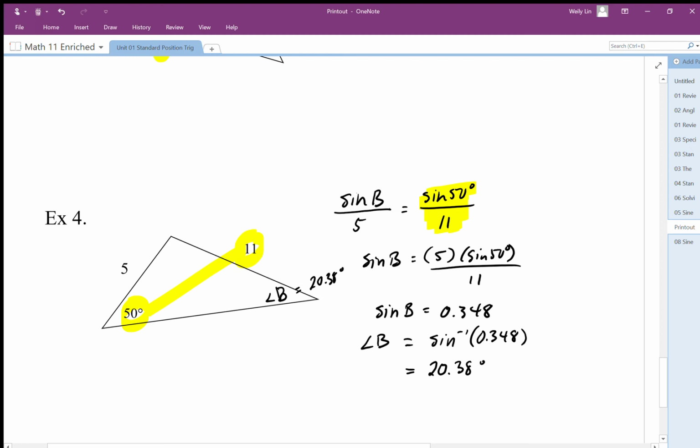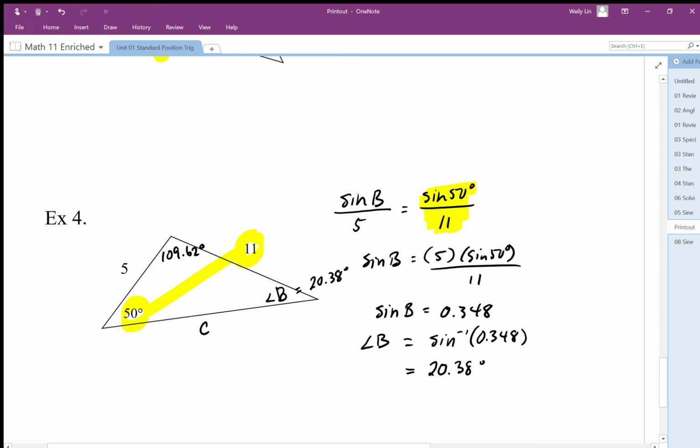I have two angles of the triangle. I can solve for that third angle by using 180 minus the 50 degrees minus the 20.38 degrees I just calculated in here. And I end up with 109.62 degrees, okay, in there. So then I can solve for the last side.